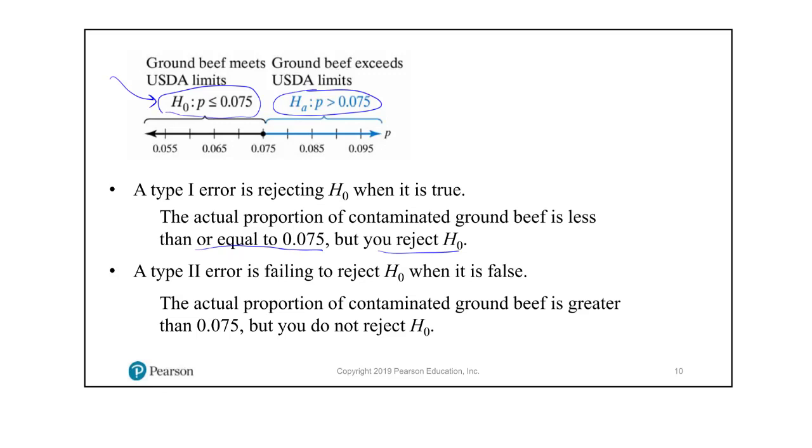The other situation would be, remember, we're only talking about either rejecting H0 or failing to reject it. So let's say we fail to reject it based on our data, but it's actually false and we should have rejected it. We made an error. So this would be the case where H0 is false, meaning the proportion is actually greater than 0.075, but we didn't realize that. So the actual proportion of contaminated ground beef is greater than 0.075, but we didn't reject the hypothesis that it was less than or equal to. So we made an error.